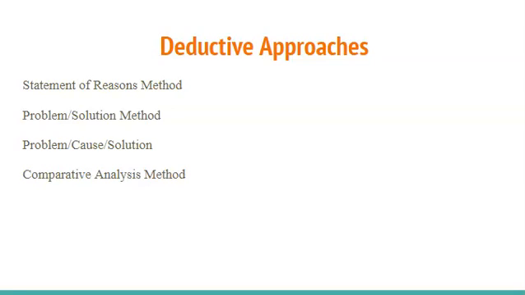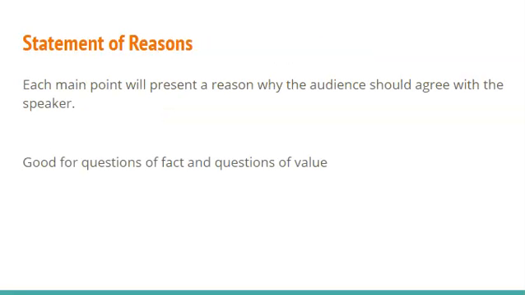So think about your topic and think about your argument as I go through these, and try to decide what method would work best for you and your topic and what you're trying to achieve here in this speech. So first of all, the statement of reasons, each main point will present a reason why the audience should agree with the speaker. This is really good for questions of fact and value. This is your traditional thesis statement, 3 body paragraphs, boom, you're done.